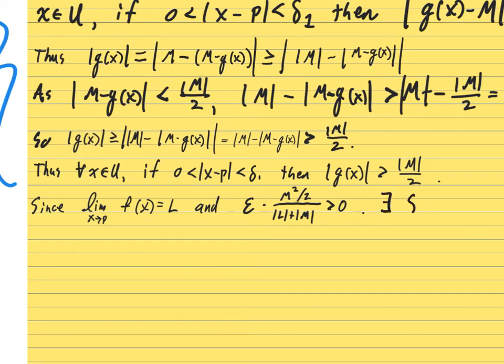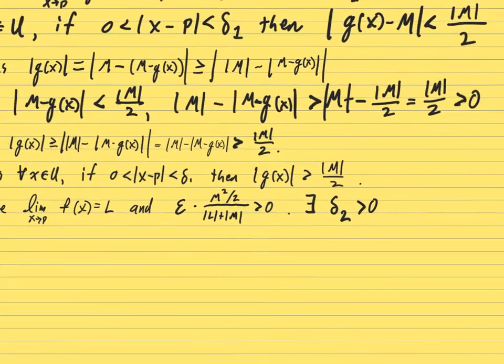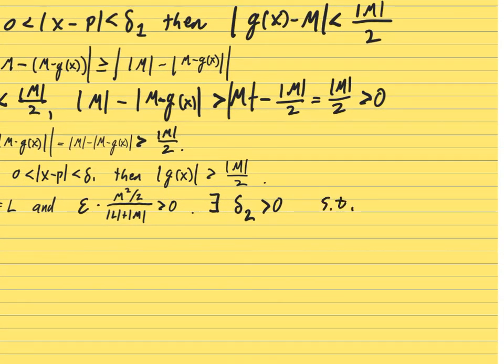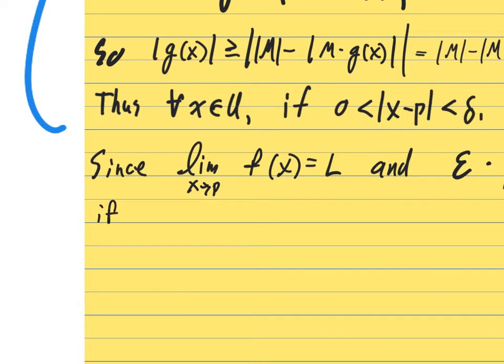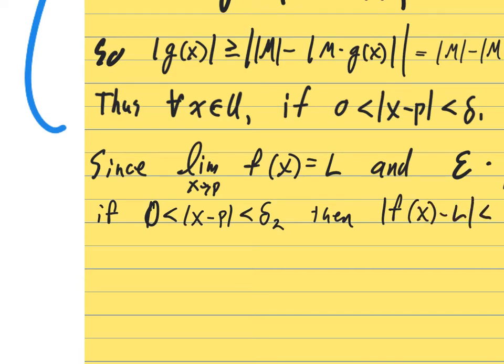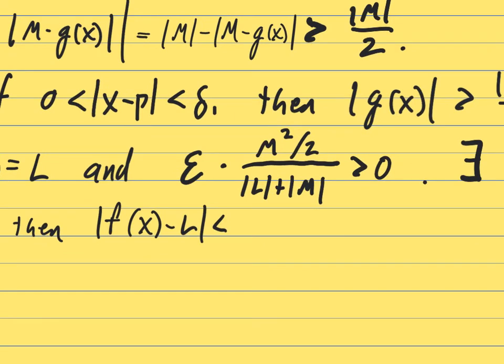There exists a delta 2 bigger than 0, such that for all x in U, if 0 is less than the absolute value of x minus p is less than delta 2, then the absolute value of f of x minus L is less than any positive number that I pick. And I know what positive number I want to pick. I want to pick epsilon times m squared over 2 divided by absolute L plus absolute m.